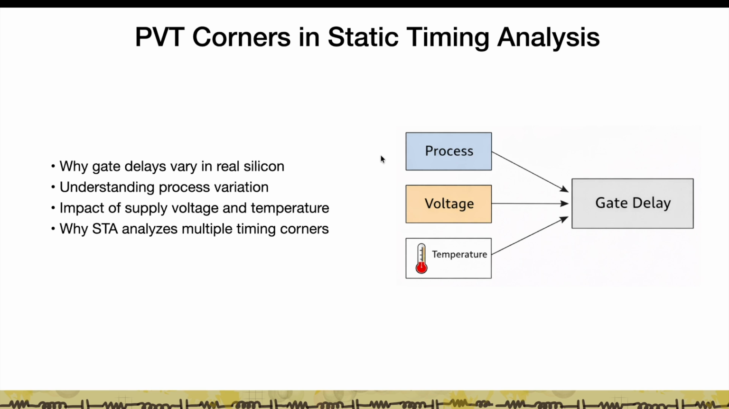Three variables, each one capable of swinging your path delays by factors of two or more, all happening simultaneously in ways you can't fully control. In this lecture, we're going to break down each of these variables, show you exactly how they affect delays, and explain why STA tools have to run not one timing analysis, but many before a chip can be signed off.